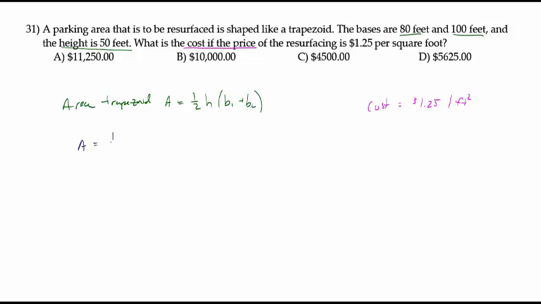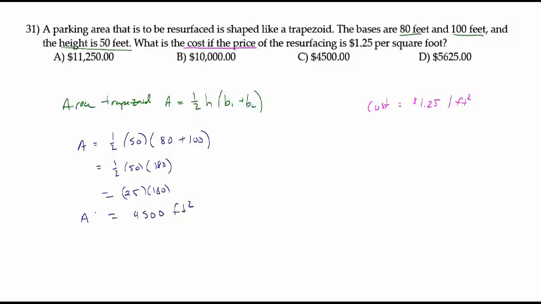So area of our trapezoid is going to be 1/2 times 50 times 80 plus 100. Add together what's inside the parentheses first. So I'm going to get 1/2 of 50 times 180. And then you can do it all at one time. I'm just going to take half of 50 is 25, so I need 25 times 180. And then plugging this into my calculator, I'm going to end up with 4,500, and this will be square feet.